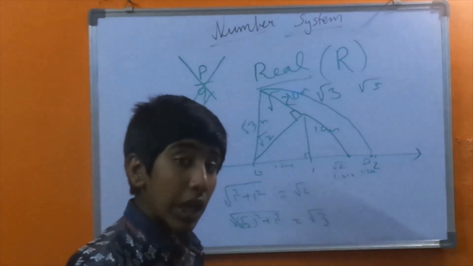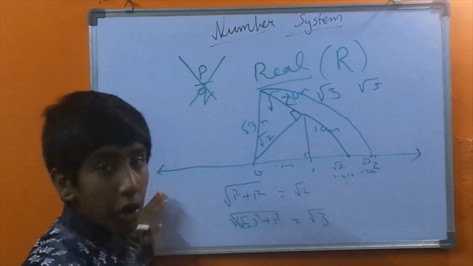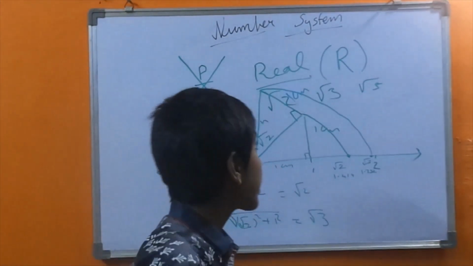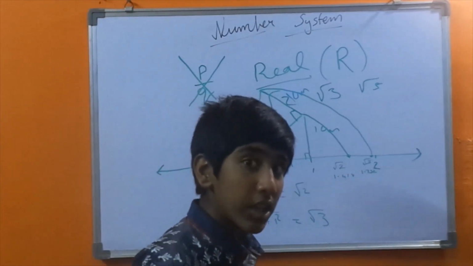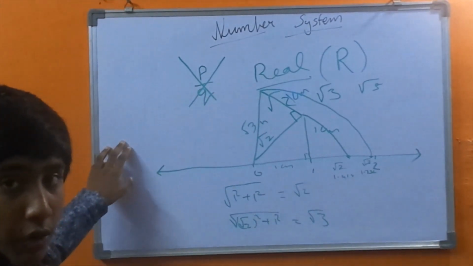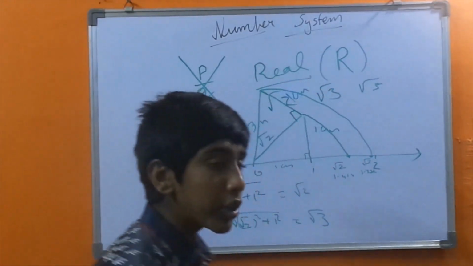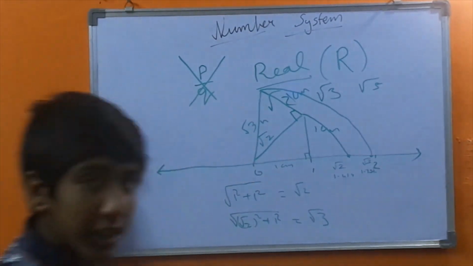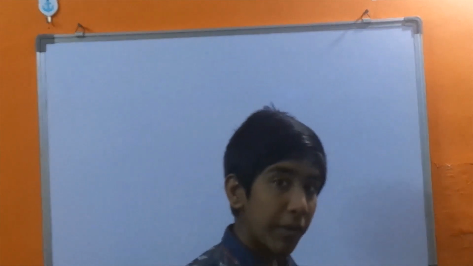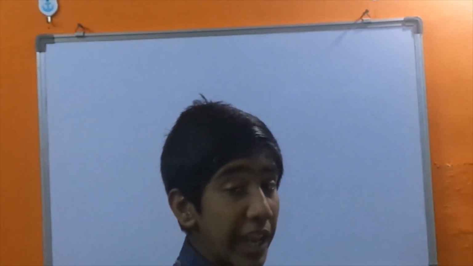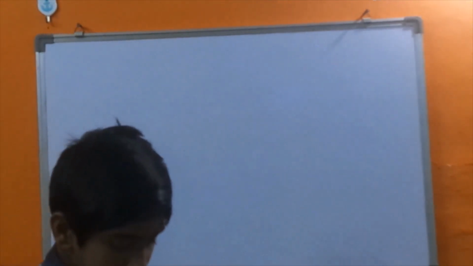Now, we have learned how to represent irrational numbers on a number line, and we have learned that both rational numbers and irrational numbers make up the real number line. Now, we are going to solve exercise 1.2 of this chapter, the chapter Number System.